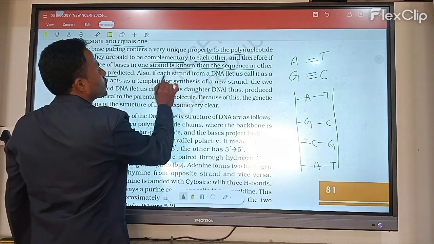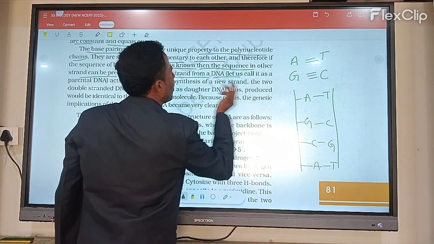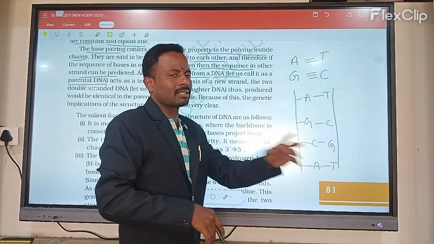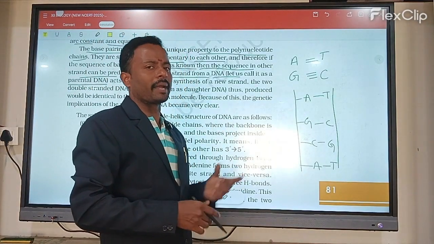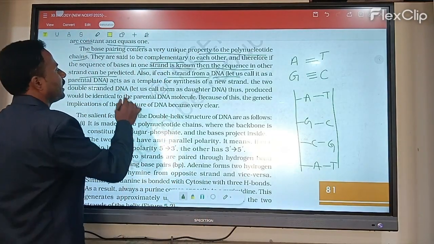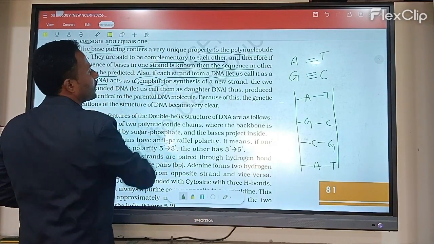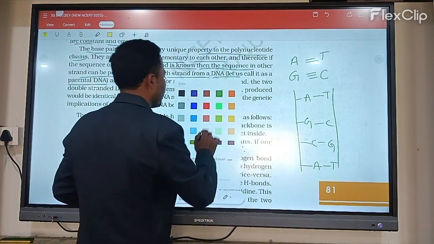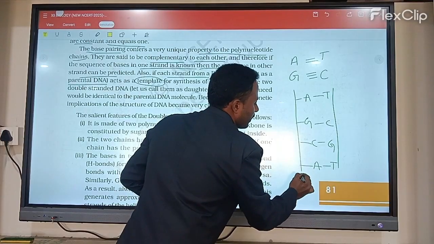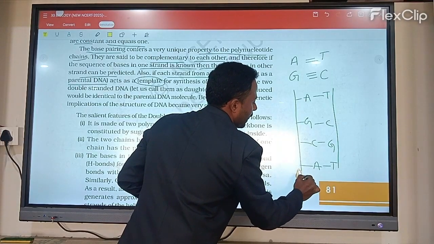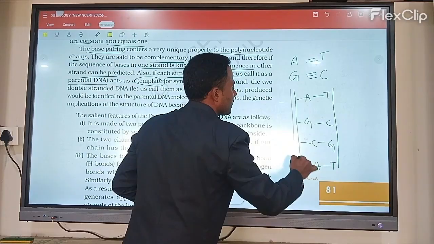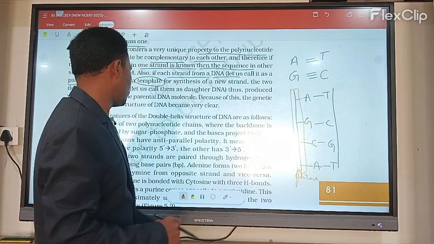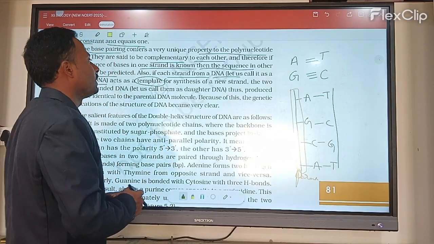Next, it is also a strand of DNA, which we call the parental DNA. For example, I took one DNA, and that DNA is called the parental DNA. That parental DNA acts as a template for the synthesis of any new strands. Very, very important. For example, this is a parental DNA. This parental strand we call the template strand.